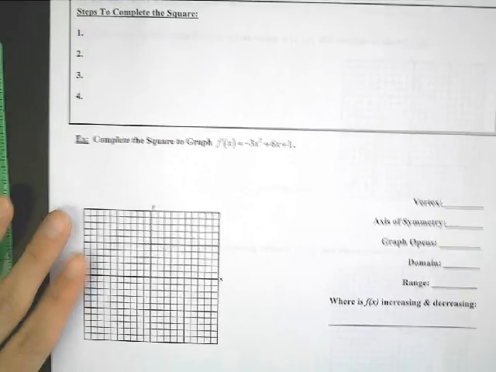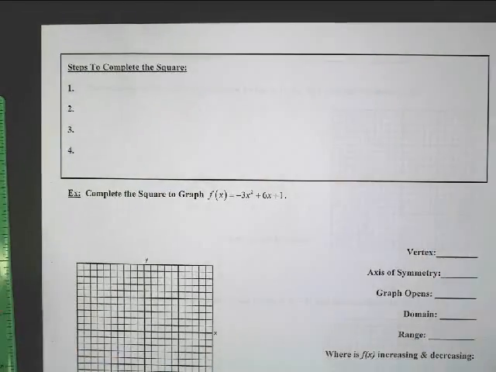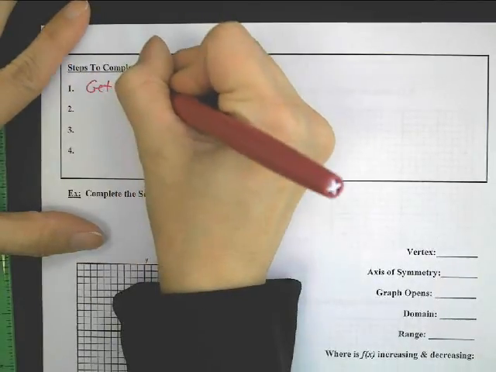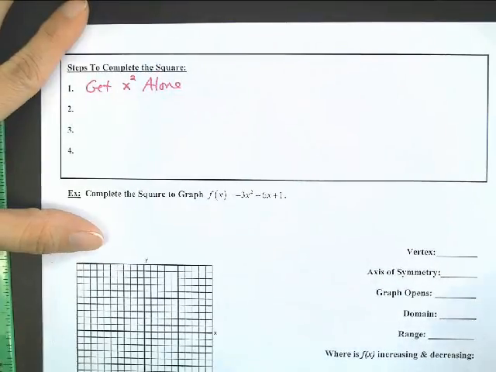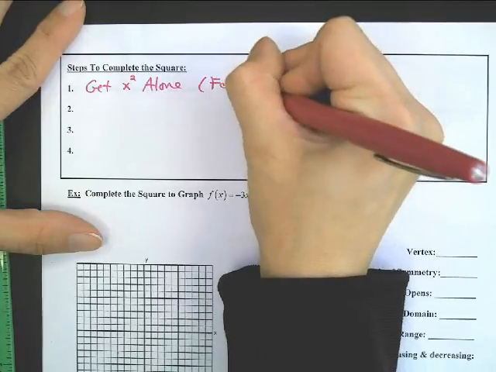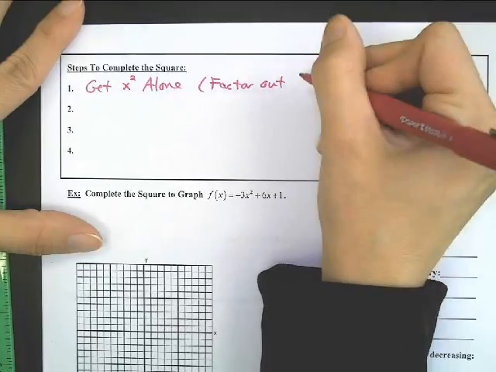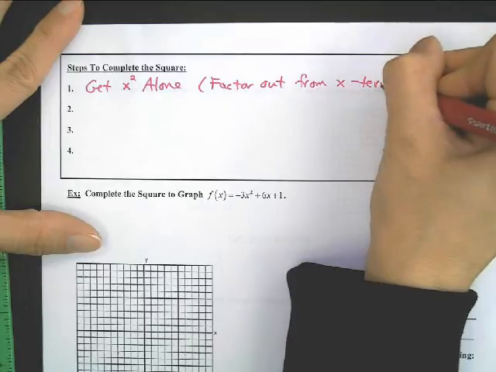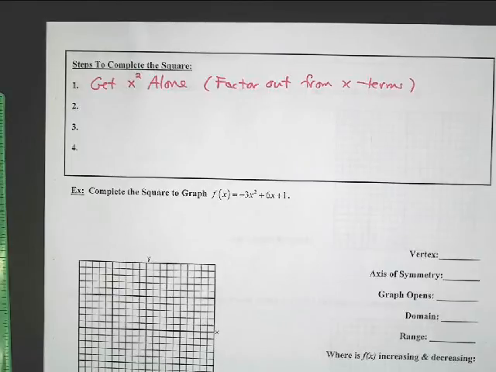Okay, now completing the square might be rusty for a lot of people, so let's go ahead and officially write down all the steps. So this might be something helpful to have out as you're doing your assignment. Step 1, you have to get the x squared term alone. So what that means is you might have to factor out, but it's just from the x terms. You don't factor out from the constant. The constant gets shoved off to the side.